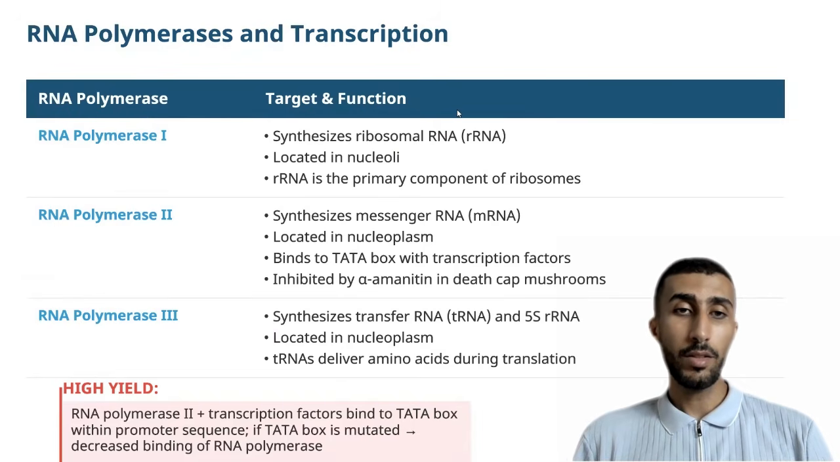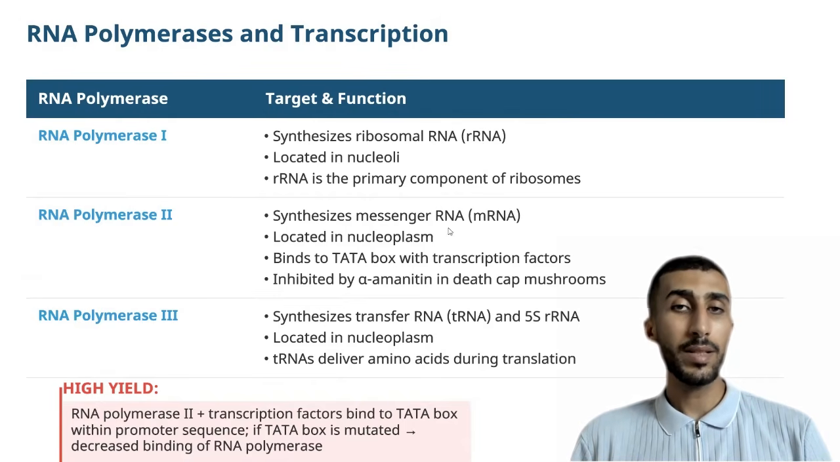Next is different kinds of RNA polymerases. So we have RNA polymerase 1, RNA polymerase 2, and RNA polymerase 3. We have 3 different RNAs: rRNA, mRNA, tRNA, and the 5S rRNA. RNA polymerase 1 is gonna synthesize ribosomal RNA, rRNA. RNA polymerase 2 is gonna synthesize the messenger RNA, mRNA. RNA polymerase 3 is gonna synthesize the tRNA, or transfer RNA, and the 5S rRNA.